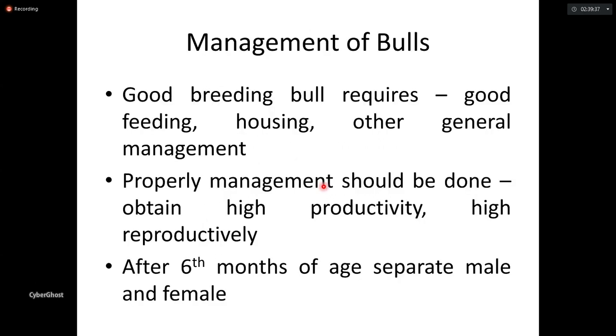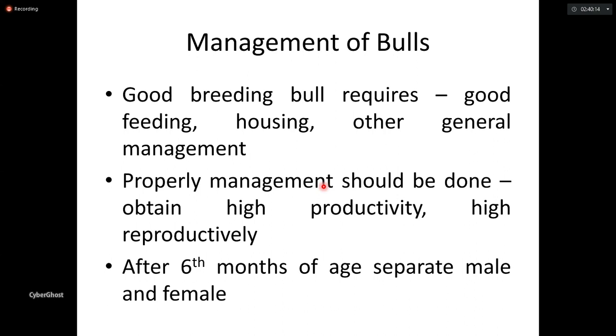Then we will see how we manage the male animals. We call them bulls or stud bulls, which are usually used for breeding purposes, or other bull animals. Stud bulls are basically kept for reproduction purposes, so we have to provide very good feeding, housing, health and general management practices to maintain a very good environment for these animals.